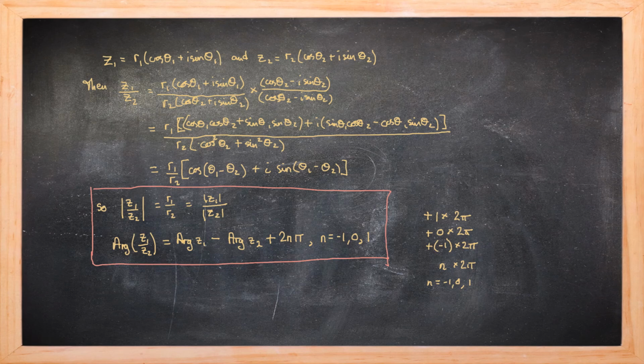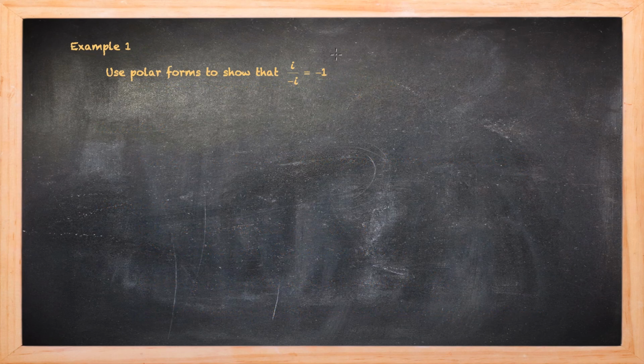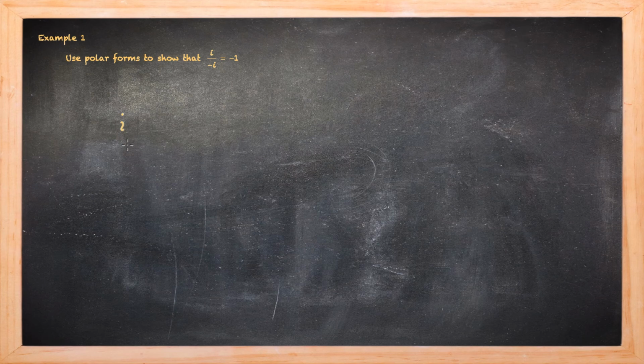So after that, let's see if we can tackle an example. So in actual fact, we've got 3 examples here. So if you could maybe stop the video and attempt these, and then we'll tackle them. So let's tackle question 1. And to do this, we're going to get i and negative i in their polar forms. So let's look at a diagram and see where exactly these complex numbers are.